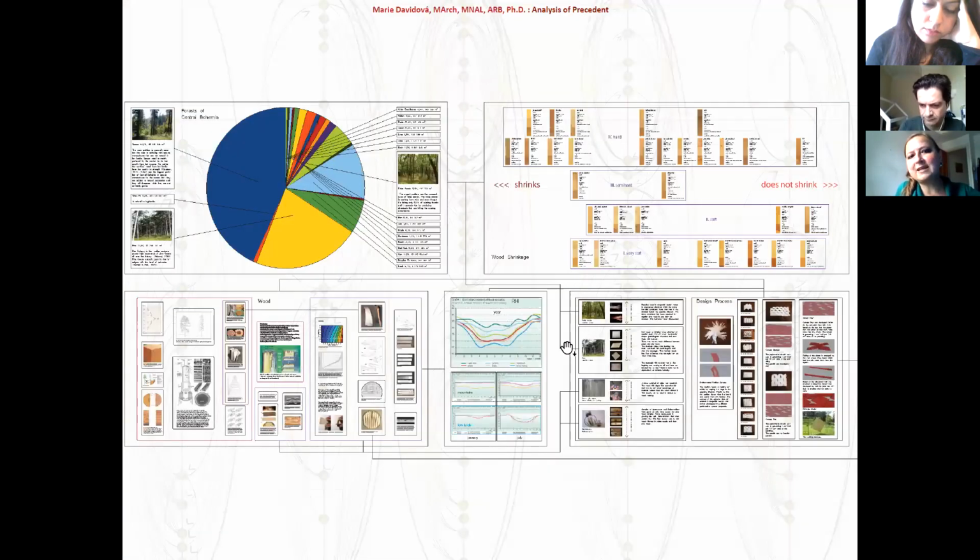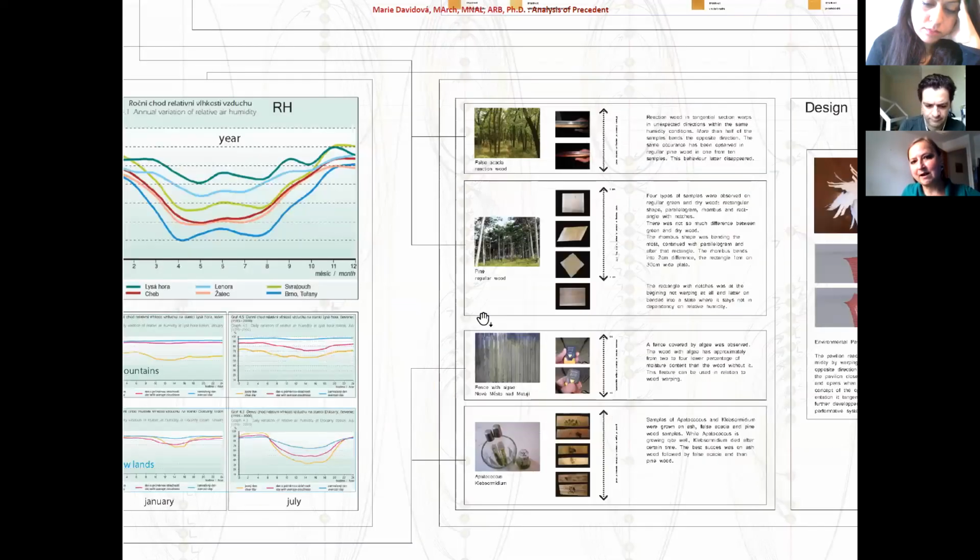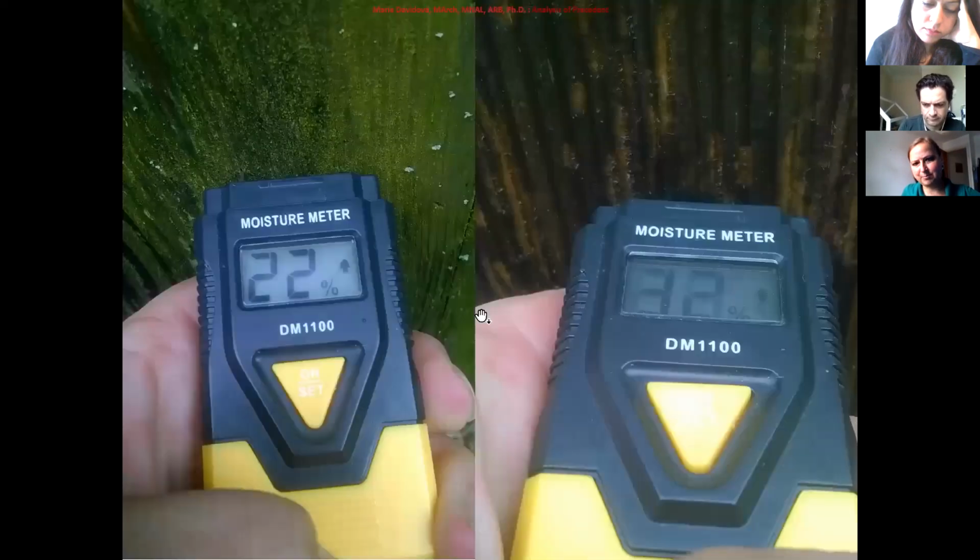So to design that, I had to gigamap certain analyses. I analyzed what wood is actually good to use in terms of sustainability, what is good for the ecosystem, what is good wood to grow, what the material properties of that wood are, what the relative humidity of the location is, what the general wood properties are, and then also the interaction with algae, which I just explained to you.